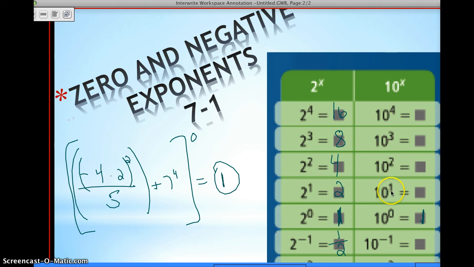Okay, so you don't have to write all these down, but we're going to actually go through how to deal with negative exponents, which is what we're going to tackle today.